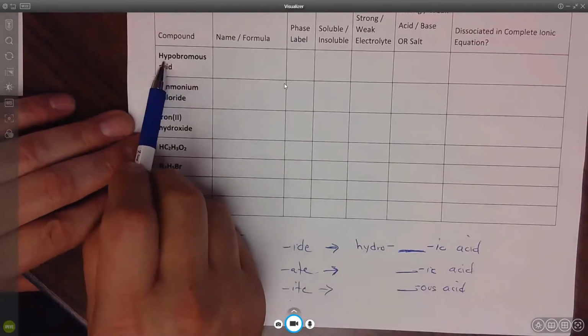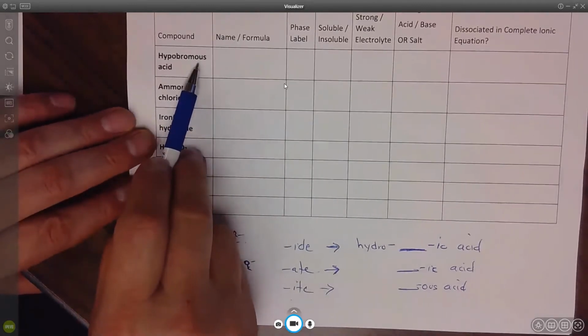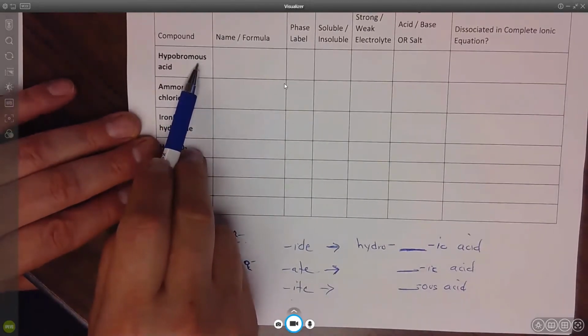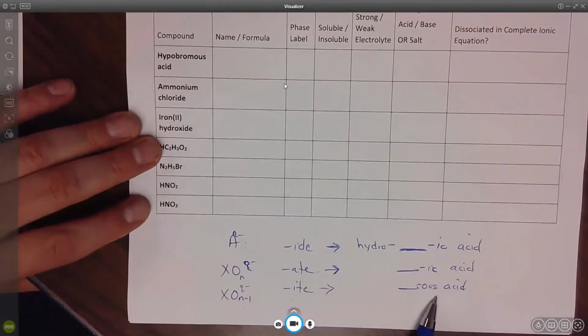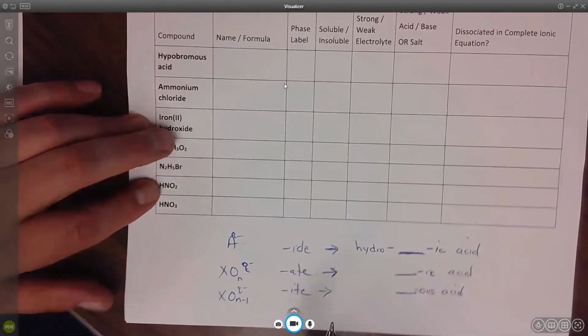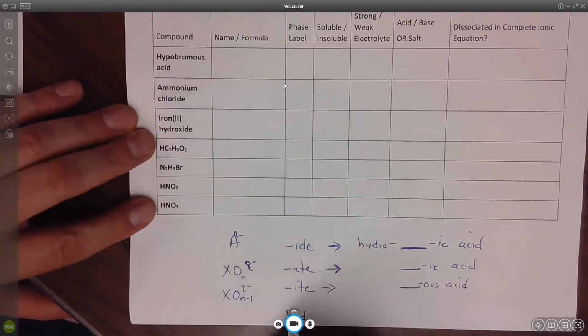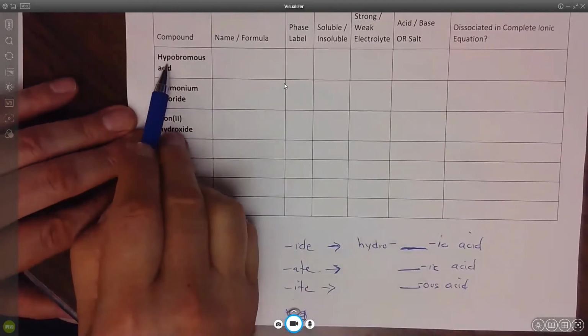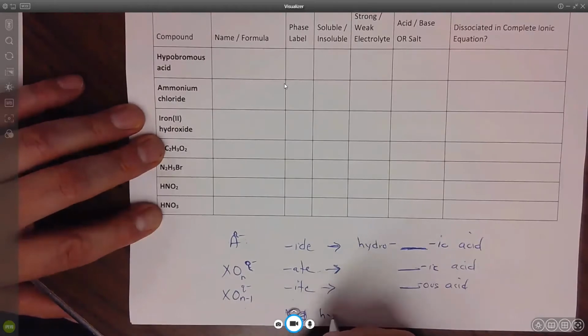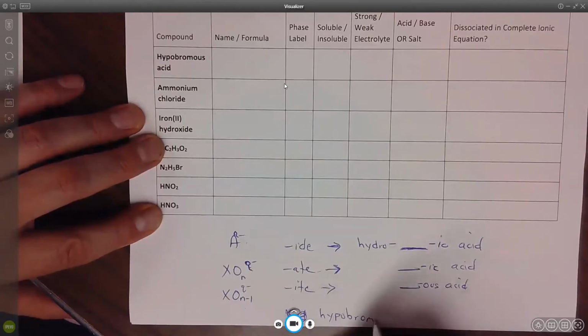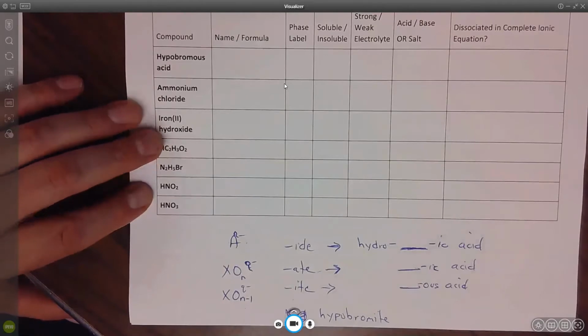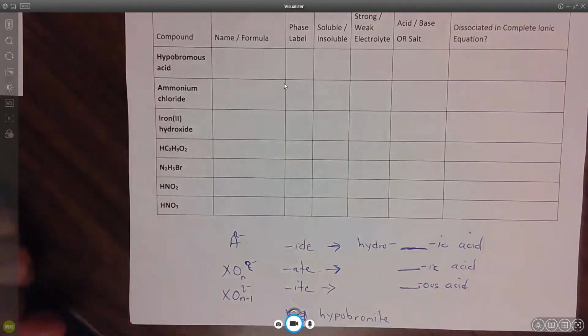So in the case of hypobromous acid, I could see that it ends in OUS. So that means that it must have been, now notice this is hypo, not hydro, so this is hypobro, and again, since it was OUS, it must be ITE, so it must have been hypobromite. So again, this is why you've got to know your polyatomic ions.